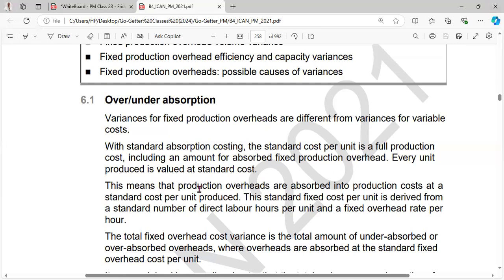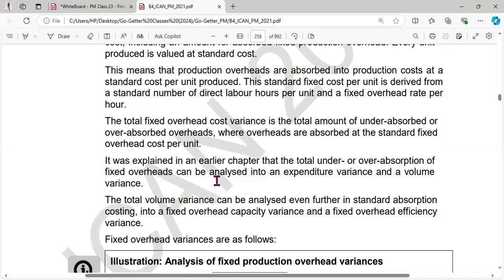All right, so for every cost that you are absorbing, the fixed cost is derived from a standard number of direct labor hours per unit and also something called fixed overhead rates per hour. So we have what they call the overhead absorption rate per hour multiplied by the standard hours per unit. That is what we have as the standard fixed overhead cost.